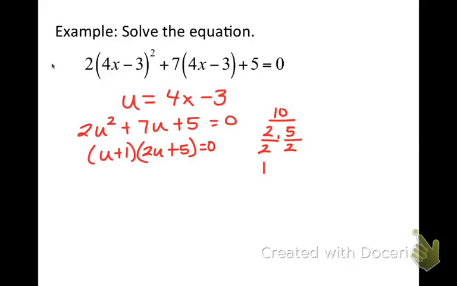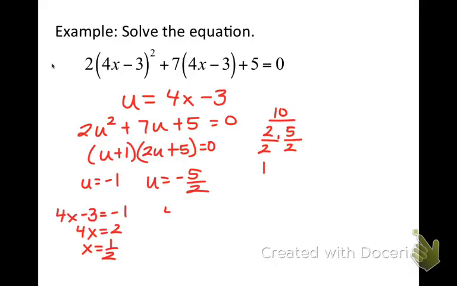So this is going to give me u equals -1. The second factor is going to get me u is equal to -5/2. Don't stop there. We got to plug in our expression for u. So we get 4x minus 3 equals -1. How do I solve that? Add 3, so that would become 2. So 4x equals 2. X equals 1/2.